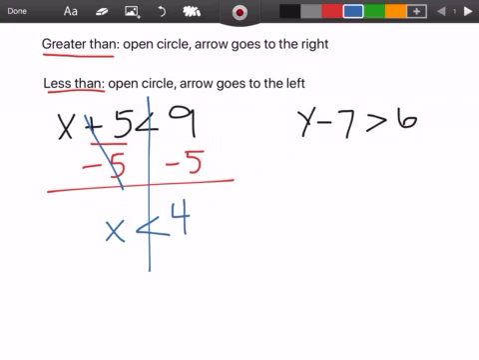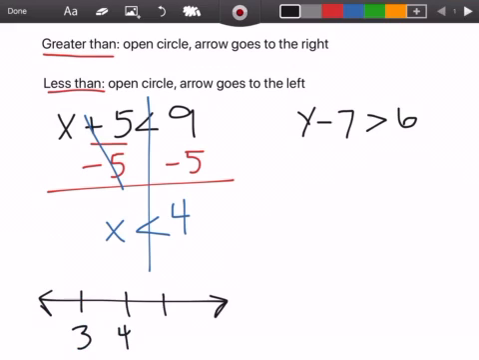All right, now if I wanted to graph that, remember, I only need 3 tick marks. I need 4. I need one below, which is 3, 3, 4, and 5. All right, this is a less than symbol. That means x can be anything less than 4, but it cannot equal 4. So I'm going to use an open circle on 4. And then I'm going to show that x is everything less than that, so I go to the left.